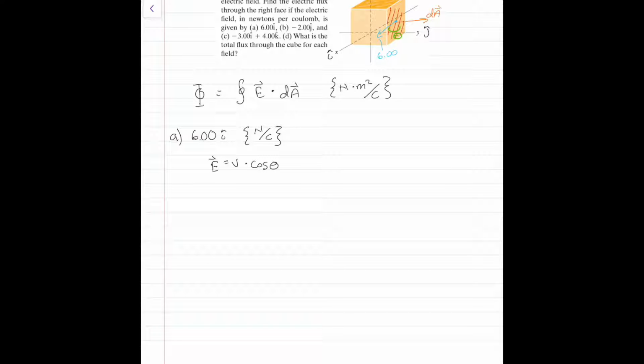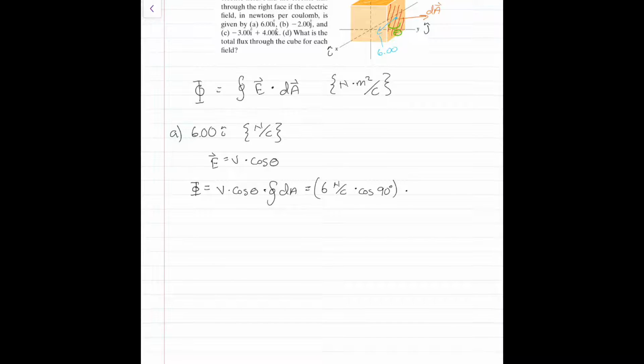Let's go ahead and write the equation for electric flux. So the equation for electric flux is equal to the integral. And because the electric field is a constant, we can go ahead and factor that out. So it'll be E times cosine theta dot product of the differential area. So further simplifying this, we have 6 Newton per Coulomb times the cosine of 90 degrees times the area, which in this case is, since it's a cube of 1.4 meters, just going to be 1.4 meters squared, and that's your differential area.